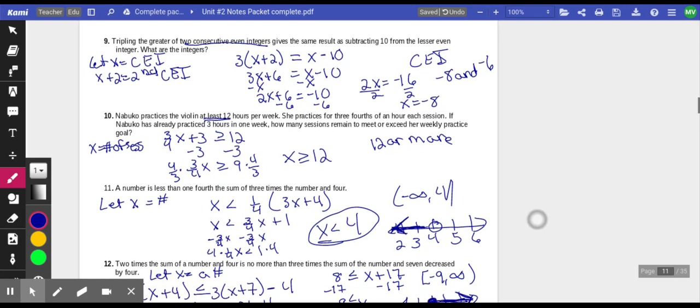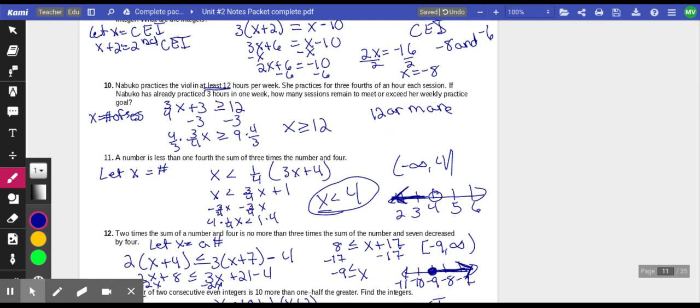11, I'm going to let x equal a number. My equation is x is less than 1/4 parentheses 3x plus 4. I need those parentheses because it's 1/4 the sum. So I solve that and I get x is less than 4. Write it in interval notation and it's negative infinity to 4. And 4 is in parentheses, sorry, Kimmy. And I graph it.